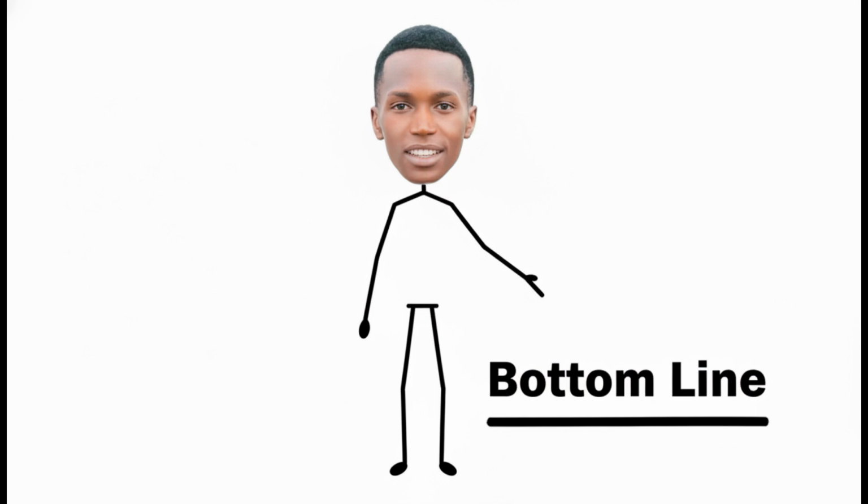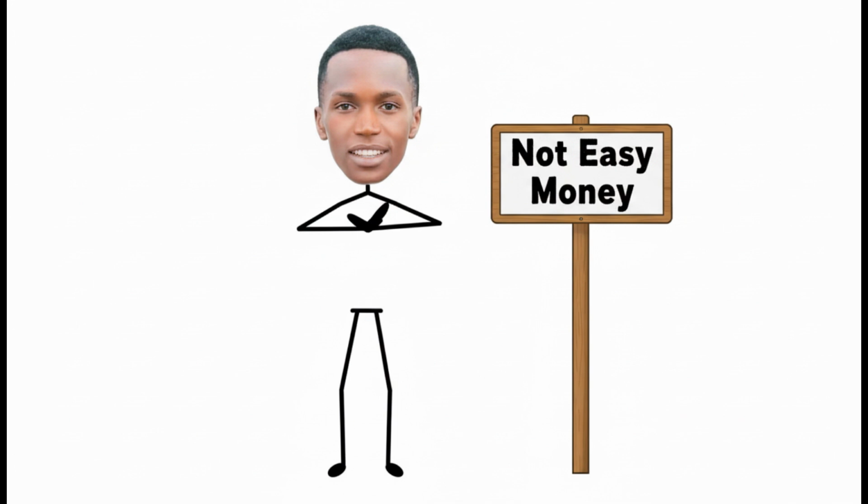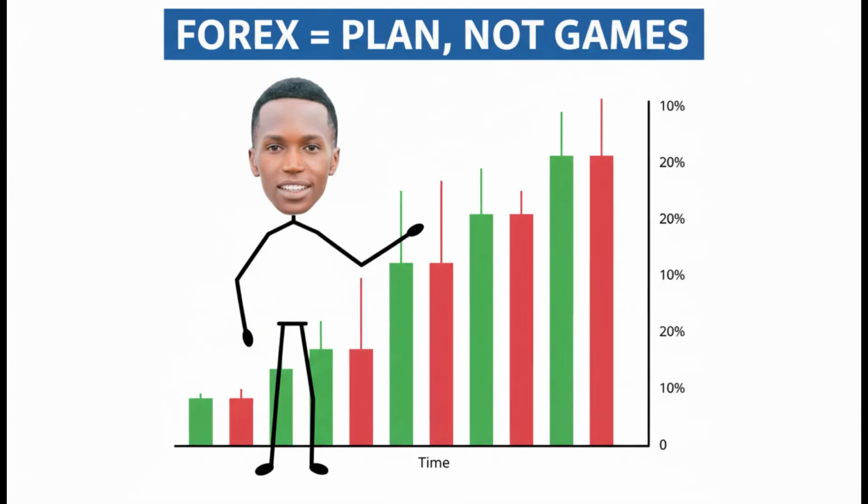So here's the bottom line. A rate of 129 shillings per dollar is a reset button, not a promise of easy money. Smart traders adapt their funding strategy, their withdrawal plans, and their risk management. Bila hype. Forex si machezo bro, ni plan.